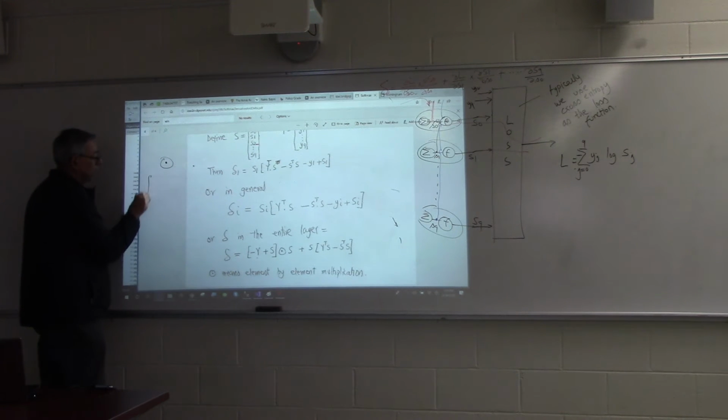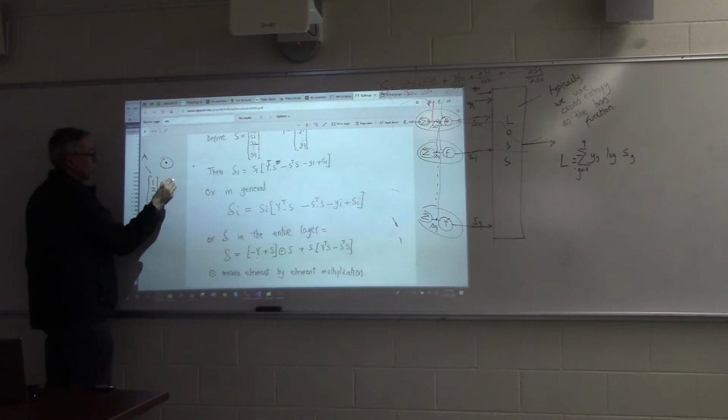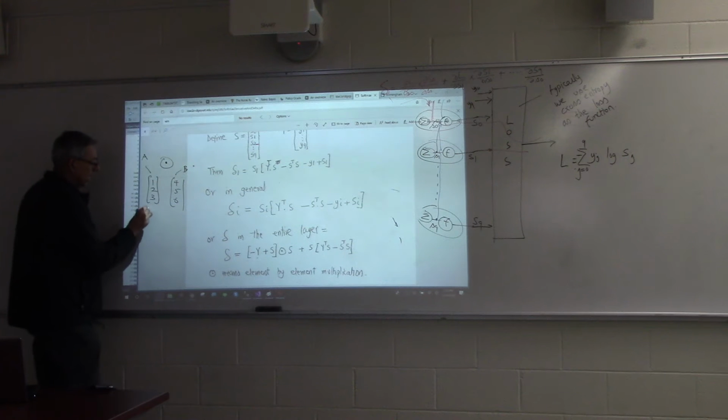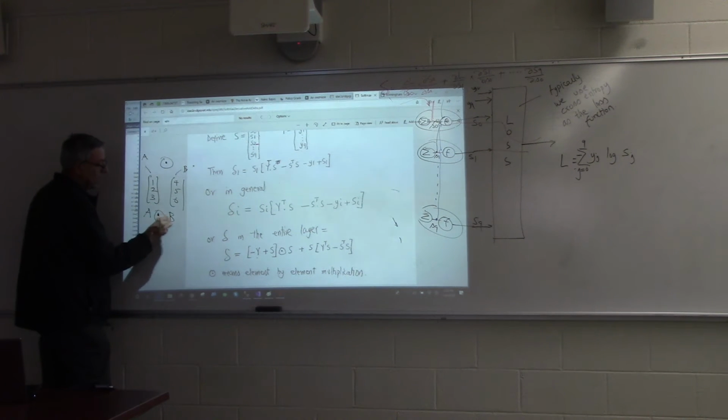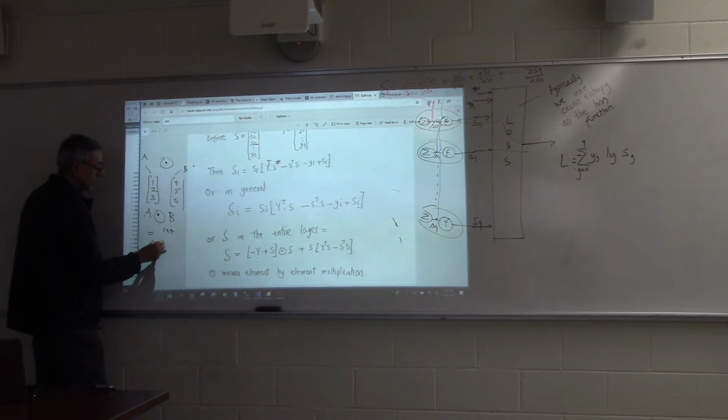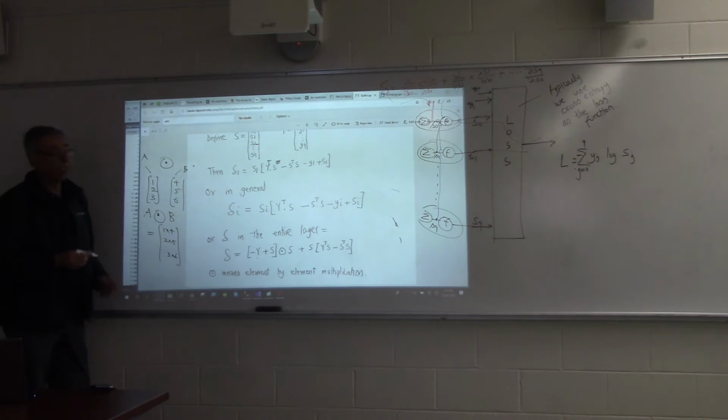So for example, if I gave you two vectors, let's say this is some vector A, 1, 2, 3, and some vector B, let's say 4, 5, 6. Then A, this circle with a dot in it, B, basically means the answer will be 1 times 4, 2 times 5, 3 times 6. Okay? So it's an element by element multiplication.